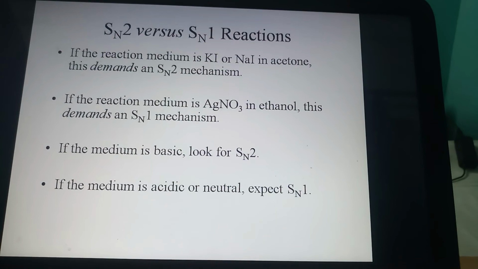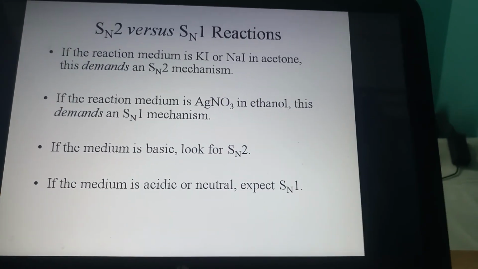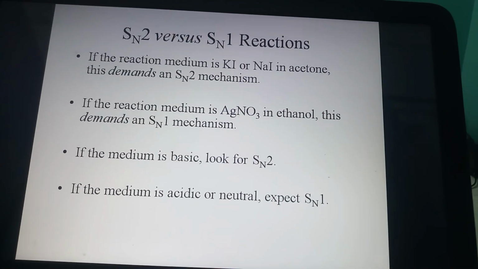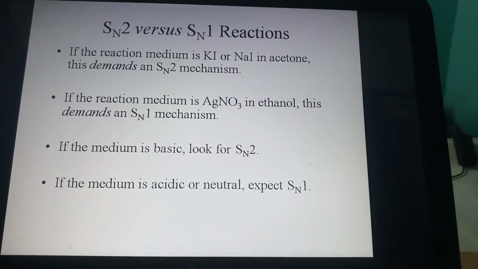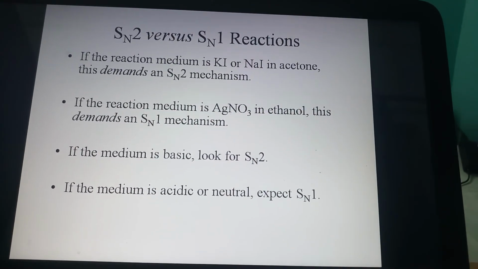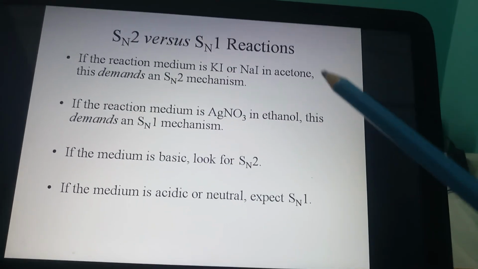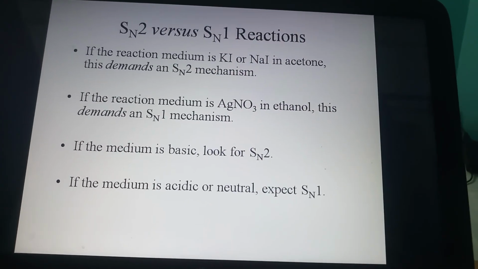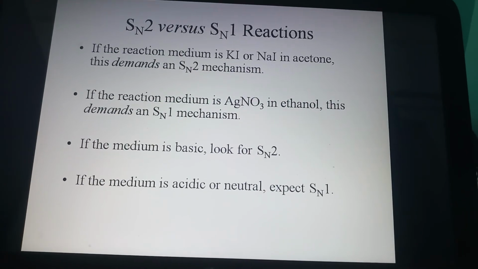Now if we consider SN2 versus SN1 reactions, if the reaction medium is KI or NaI in acetone, this demands an SN2 mechanism. If the reaction medium is silver nitrate in ethanol, this demands an SN1 mechanism, because silver chloride, bromide or iodide will precipitate out, making the reaction proceed smoothly to the formation of carbocation.